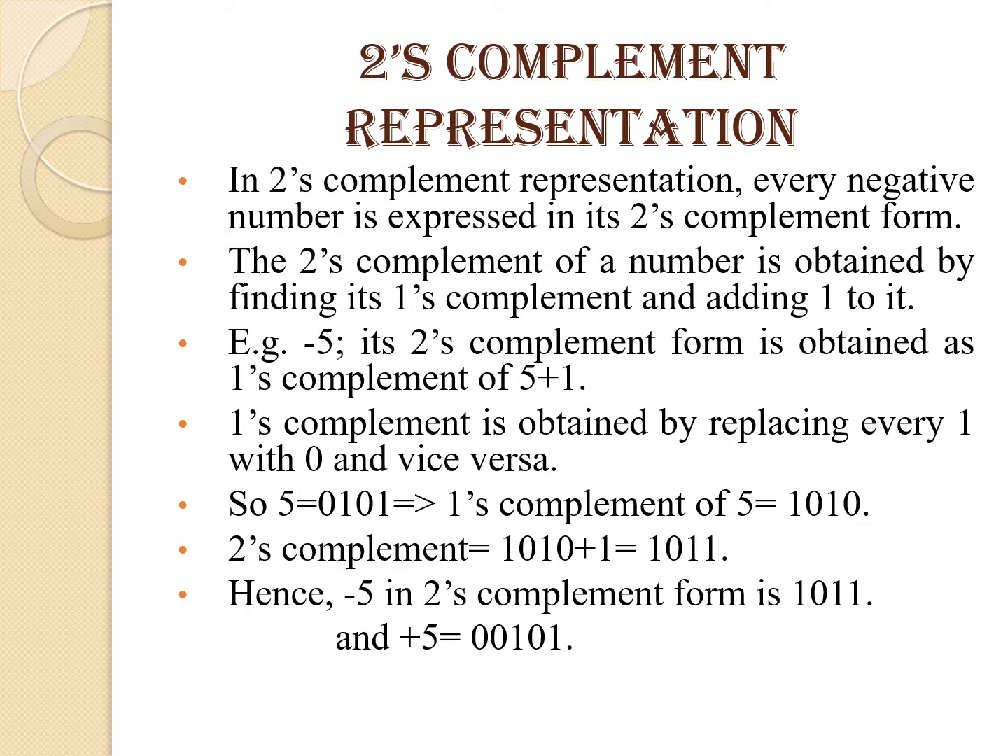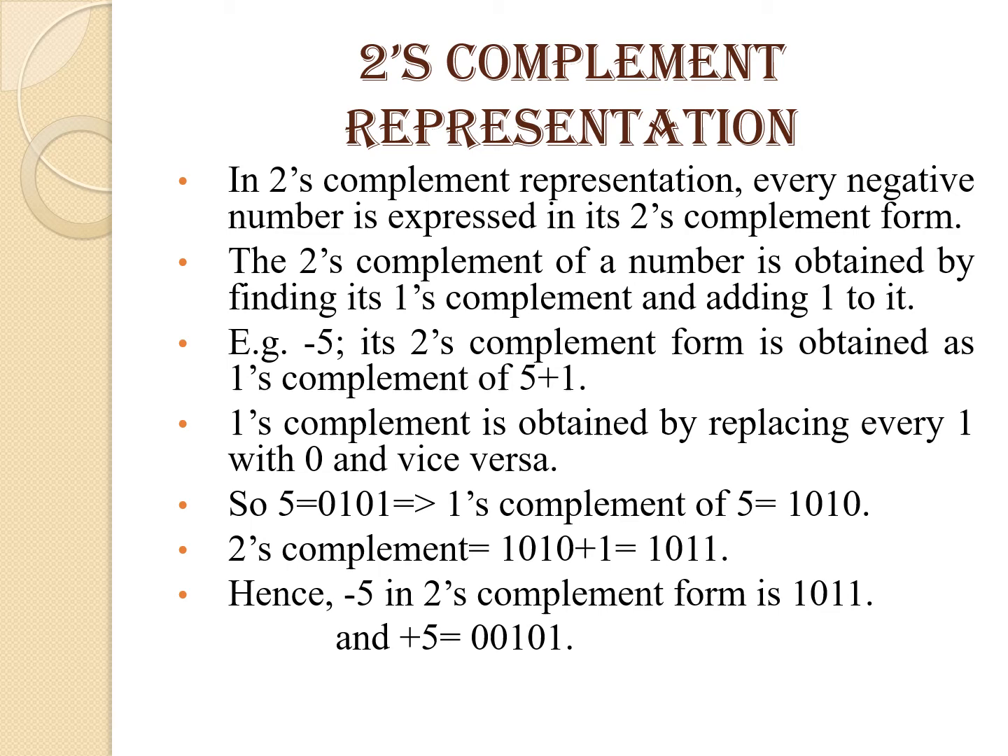2's complement representation. In 2's complement representation, every negative number is expressed in its 2's complement form. The 2's complement of a number is obtained by finding its 1's complement and adding 1 to it. That means, as we have seen earlier, 1's complement of a number can be formed by replacing zeros with the ones and ones with the zeros. So, this is the first step, and in the second step, we need to add 1 into the 1's complement of the given number. For example, minus 5.